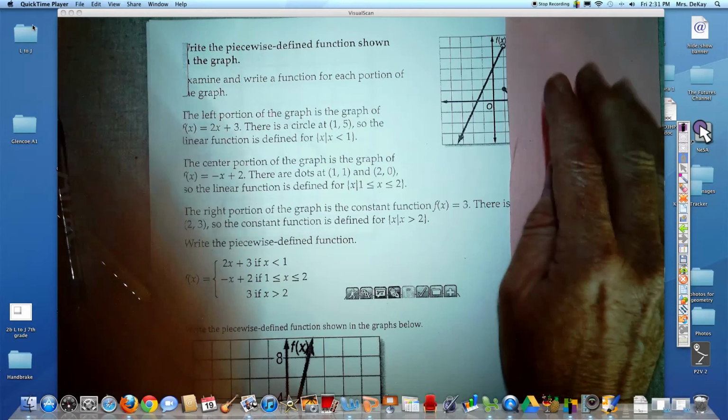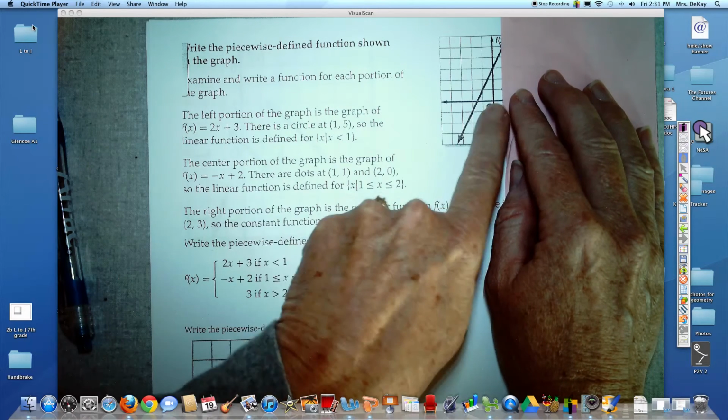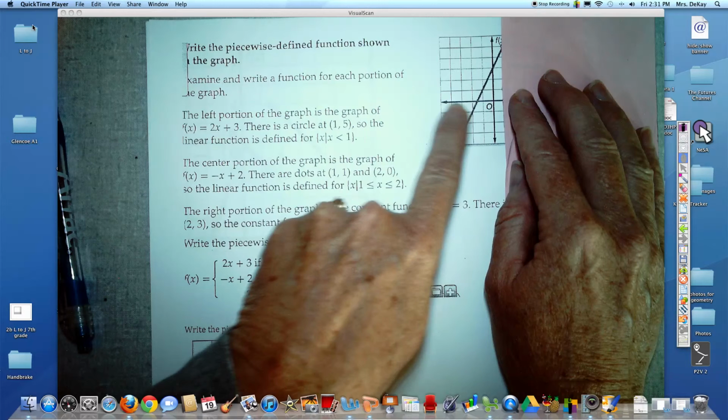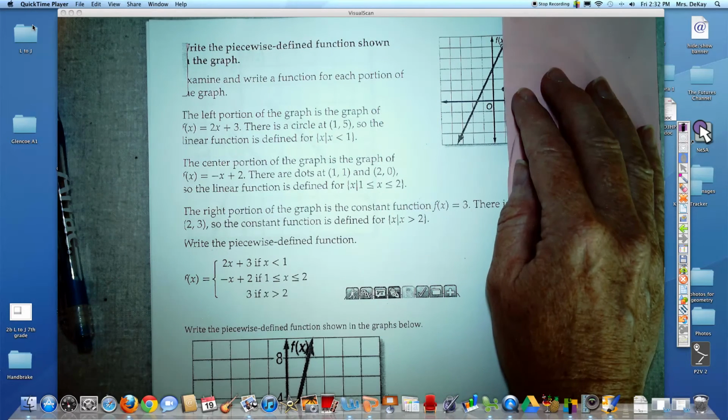How did you get the less than? Because it's an open circle, going to the left. These numbers are all less than 1 on x.